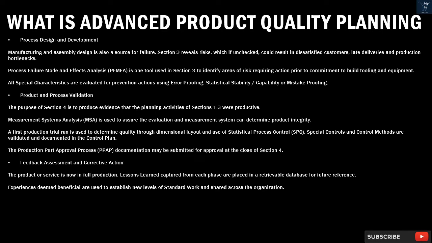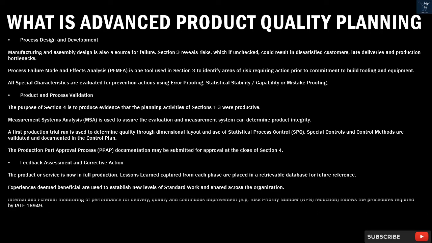Product and process validation. The purpose of Section 4 is to produce evidence that the planning activities of Sections 1 to 3 were productive. Measurement Systems Analysis (MSA) is used to assure the evaluation and measurement system can determine product integrity. A first production trial run is used to determine quality through dimensional layout and use of statistical process control (SPC). Special controls and control methods are validated and documented in the control plan. The Production Part Approval Process (PPAP) documentation may be submitted for approval at the close of Section 4.